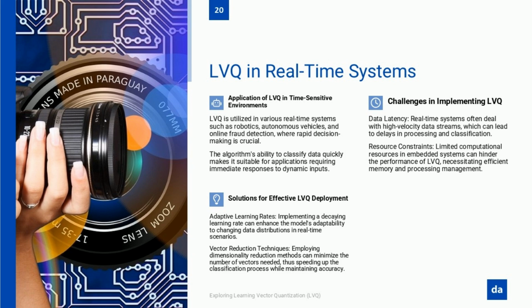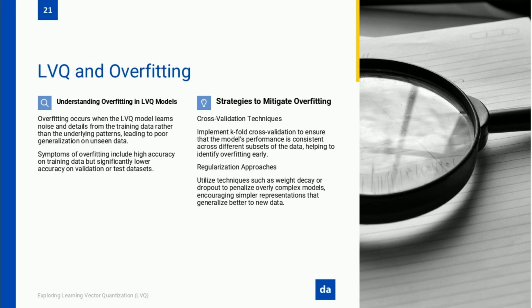Let's go. So we've seen how LVQ can be lightning fast in real-time systems, but now we need to talk about a critical issue, overfitting. If you've ever worked with machine learning, you know that overfitting is like that one friend who remembers every little detail but completely misses the bigger picture. It happens when a model learns too much from the training data, memorizing noise and outliers instead of recognizing real patterns. And guess what? LVQ isn't immune to this problem.